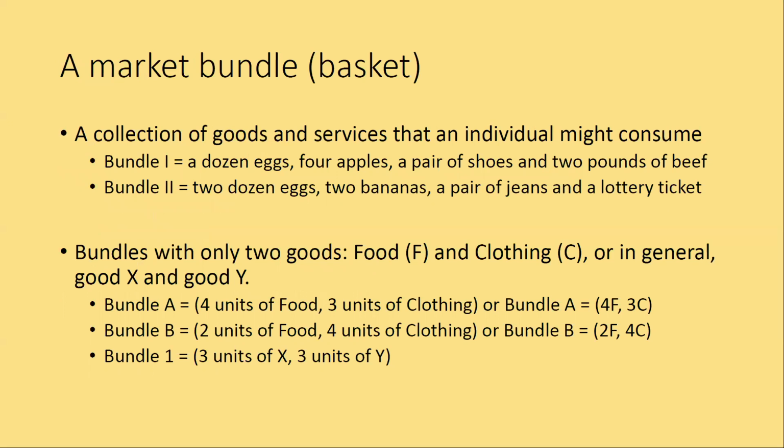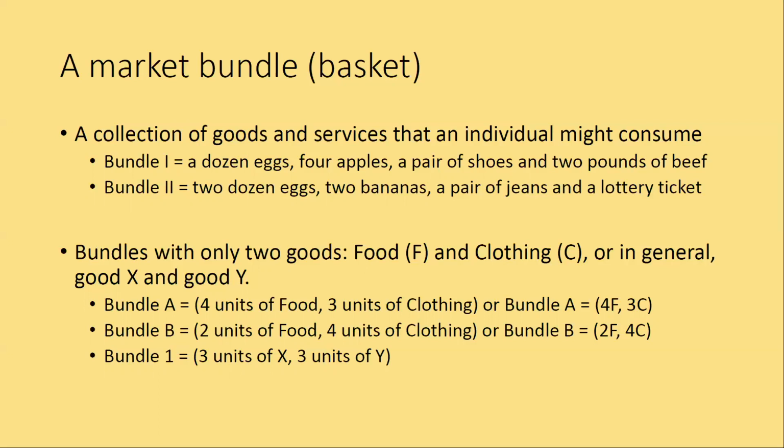A market bundle is defined as a collection of goods and services that a consumer consumes. So for example, we can have two bundles. Bundle 1 contains a dozen eggs, 4 apples, a pair of shoes, and 2 pounds of beef. And bundle 2 contains 2 dozen eggs, 2 bananas, a pair of jeans, and a lottery ticket. Those two bundles both contain eggs in different amounts, and they also contain different goods.